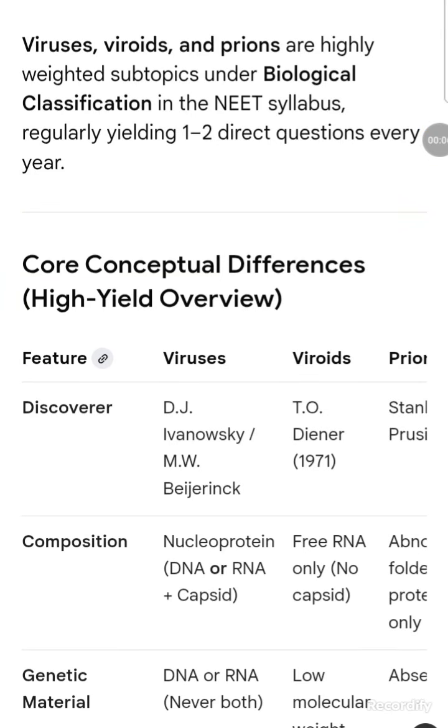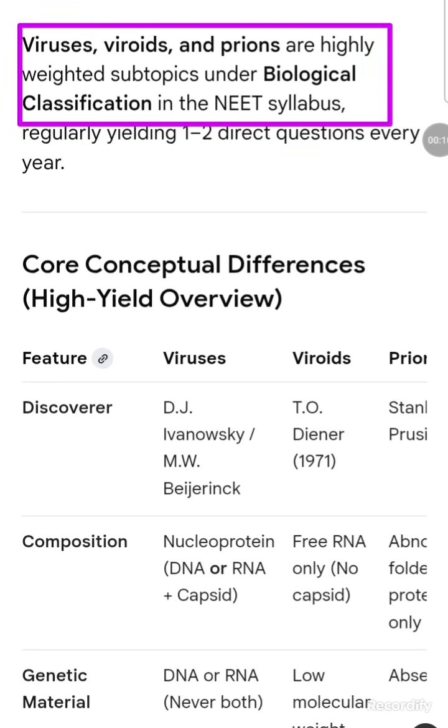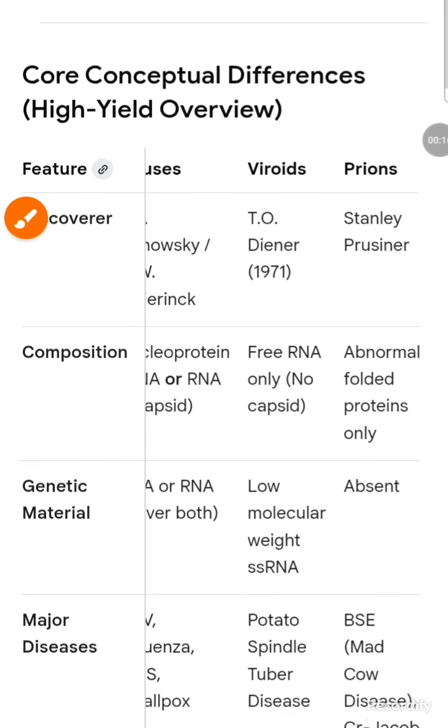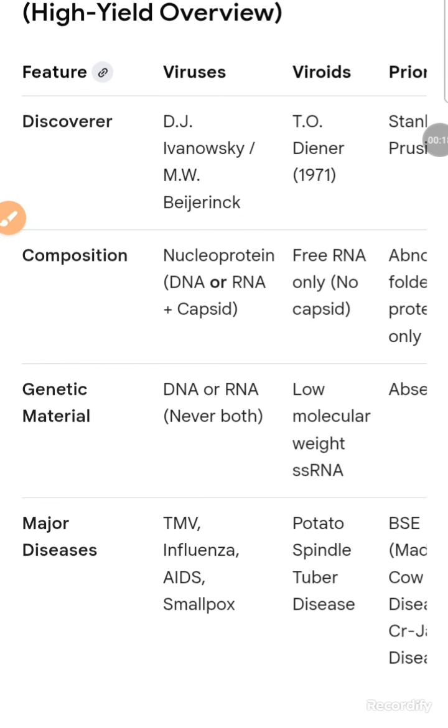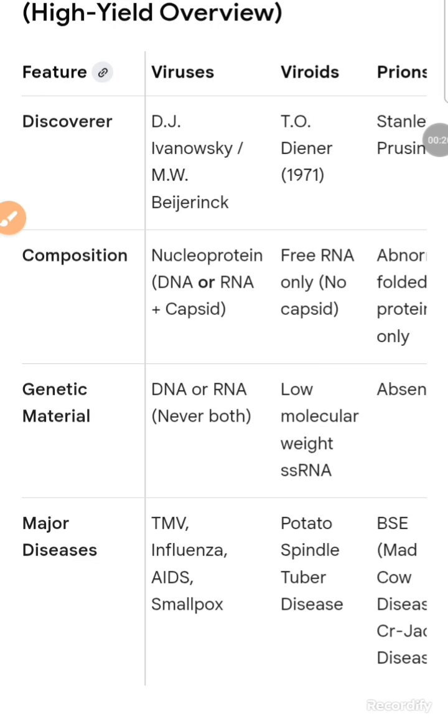In this session I'm going to discuss the most important concept in the chapter Biological Classification. They are viruses, viroids and prions. So let's discuss the differences between viruses, viroids and prions. Firstly, I'll discuss the discoverer in the case of viruses, viroids and prions.